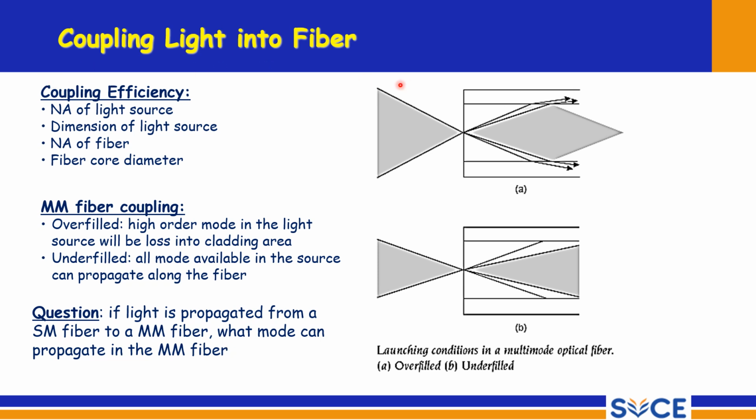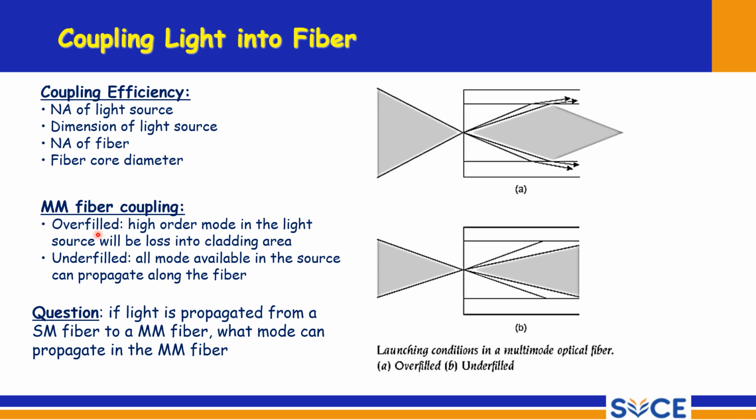So coupling light into fiber. Coupling light, that is sending the light into the fiber, depends on coupling efficiency, numerical aperture of the light source, dimension of the light source, numerical aperture of the fiber. Numerical aperture is nothing but the opening that receives the light. Then fiber core diameter. So multi-mode fiber coupling is another type. There are two types, single mode and multi-mode. Multi-mode is widely used everywhere.